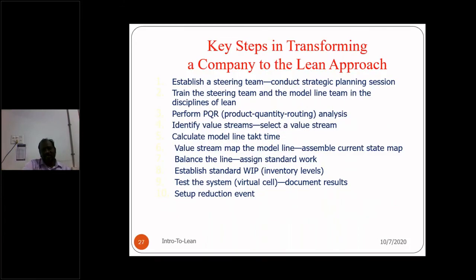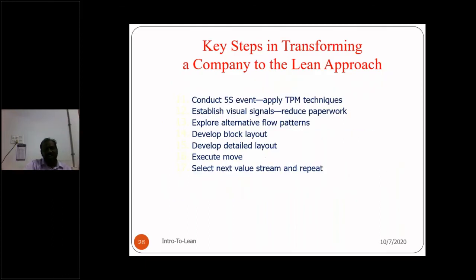So the key steps in transforming: we have to establish and train the product quantity routing systems. We have to identify value systems, value streams, and establish the work in progress. So these are the lean approaches we have to do, conduct a survey, establish the visual signals, and implement the visual signals.